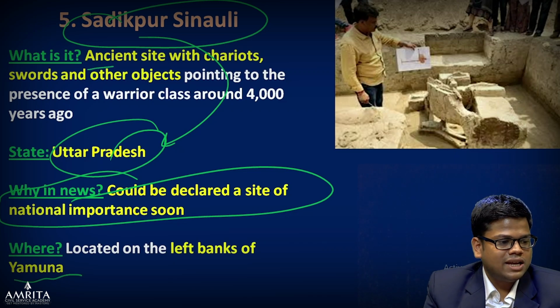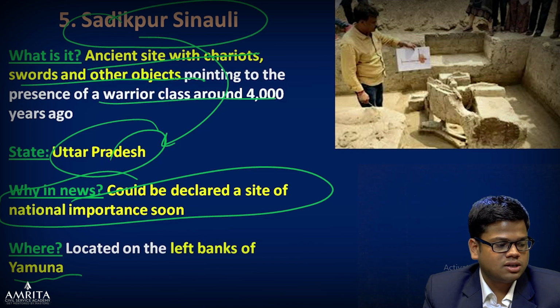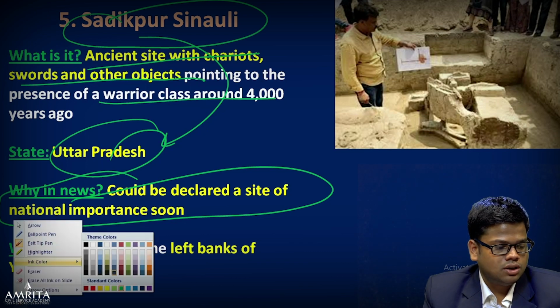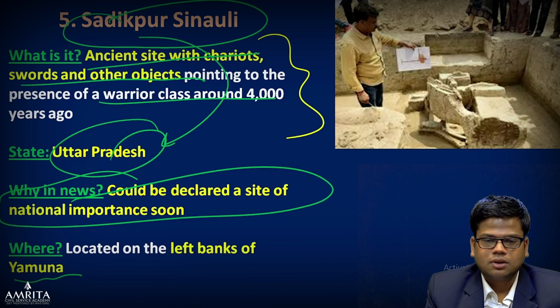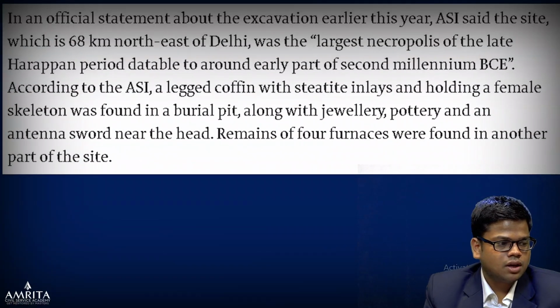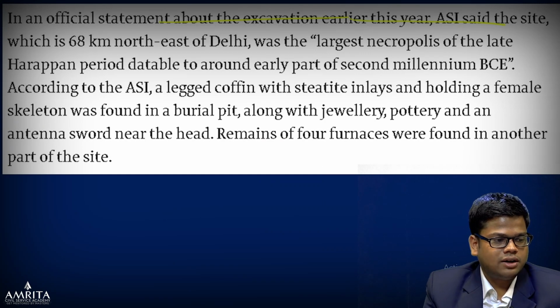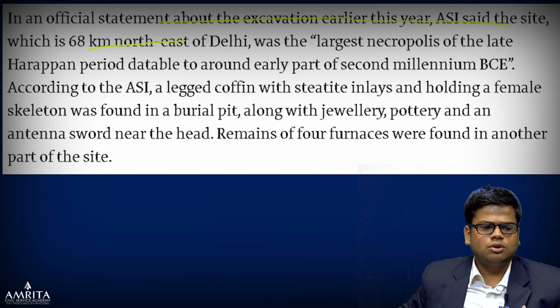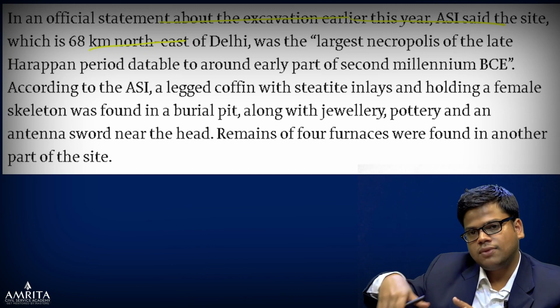Okay. So it's an ancient site with chariot, sword, and other objects pointing to the presence of the warrior class around 4,000 years ago. So that's why it is in the news. In an official statement about the excavation earlier, ASI has said it is 68 kilometers from Delhi. Okay, so on the bank of the Yamuna itself.